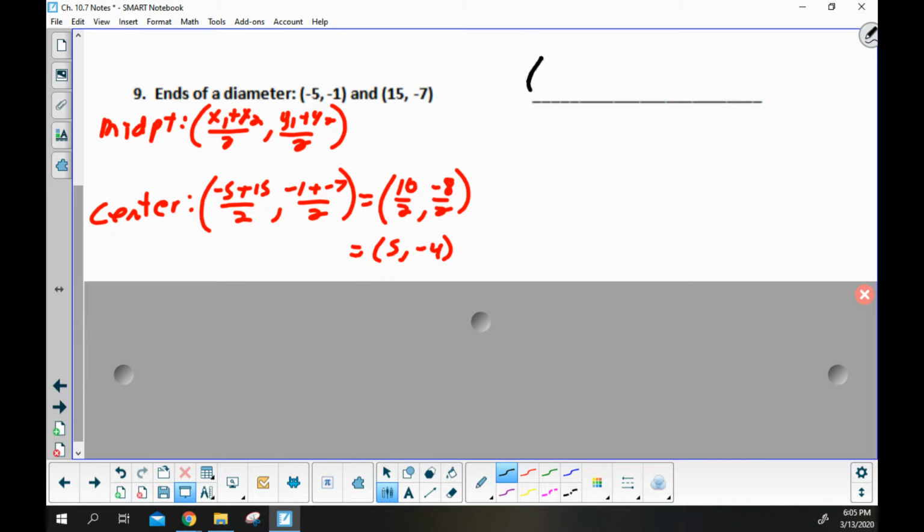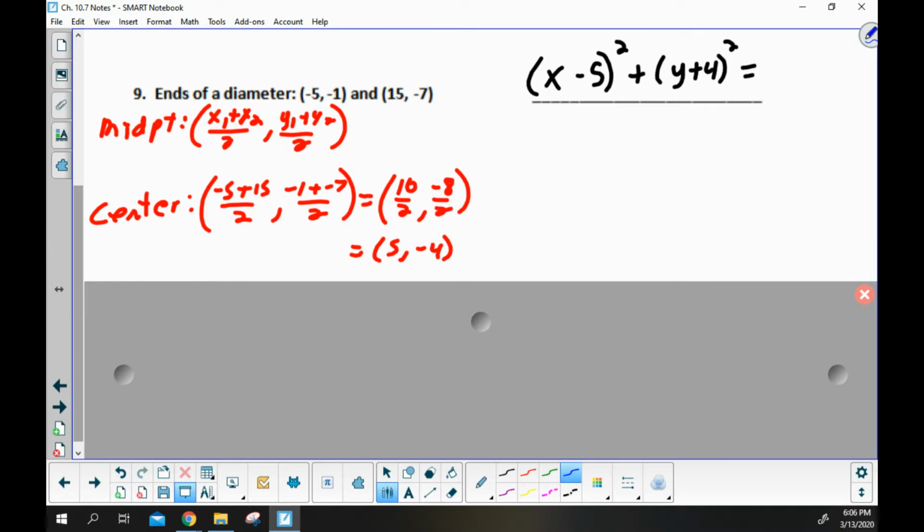So already, before I even begin, I know my equation is going to be x minus 5 squared plus y plus 4 squared equals whatever my r squared is. So I got my first half of my equation. Now I need to find r squared. And I'm going to do exactly what I just did previously, but I'm going to take my 5, negative 4, and I'm going to use either negative 5, negative 1, or 15, negative 7. Either one is fine. It's going to give you the same answer. I'm going to use negative 5, negative 1 because they're smaller numbers. I'd rather use that than the bigger numbers.